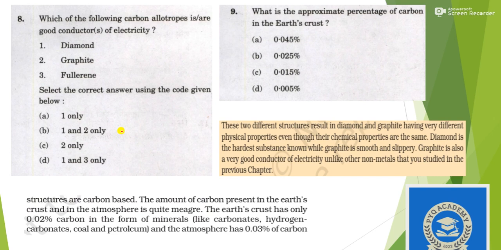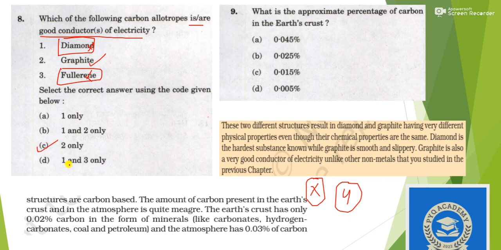This is a question from chapter 4 of class 10, Carbon and its Compounds. The first question is, which of the following carbon allotropes is a good conductor of electricity? You must know that graphite is a good conductor of electricity, and diamond and fullerene are not conductors at all. So option C is the correct answer.